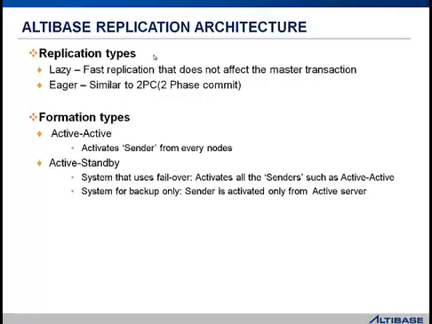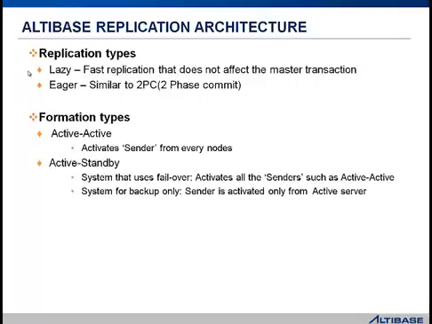Altibase replication provides two different methods: the lazy and the eager. The lazy method replicates the data in an asynchronous way, and because it is replicating in an asynchronous way, the master transaction is not affected. So fast data replication and fast processing of master transactions are available.